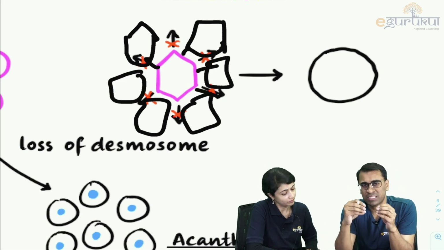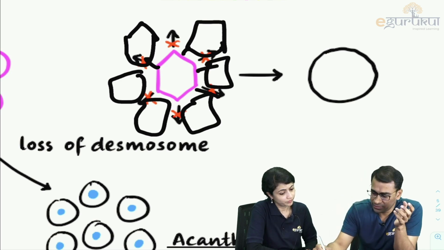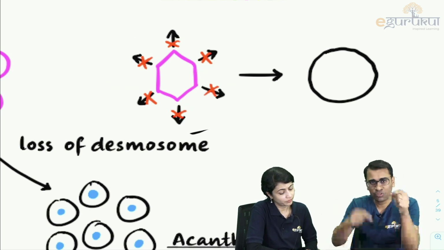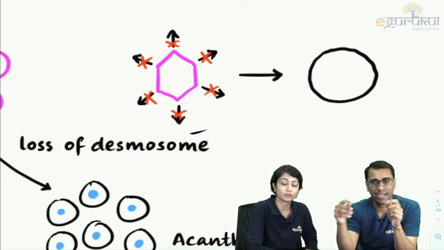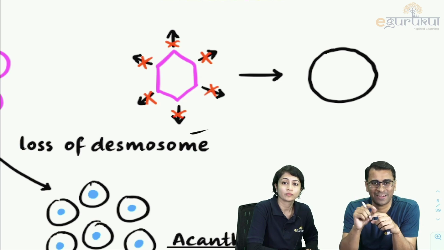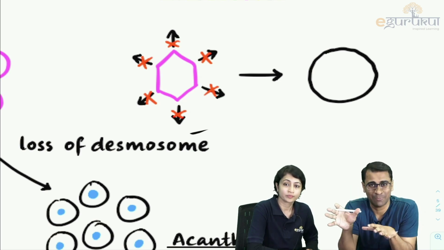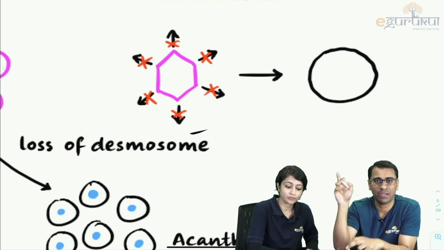But let's assume the spinous process is lost. So what will happen? This entire thing is gone, and because the stretching effect is gone, the entire cell becomes this round cell, called, I hope you are all guessing it correctly, an acantholytic cell. Because the pulling effect is gone, it becomes a round cell here.